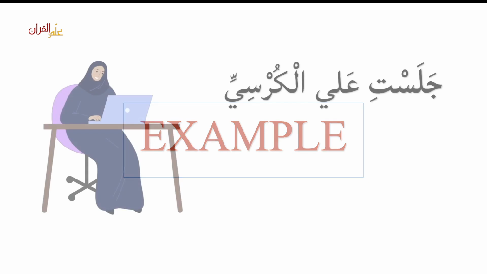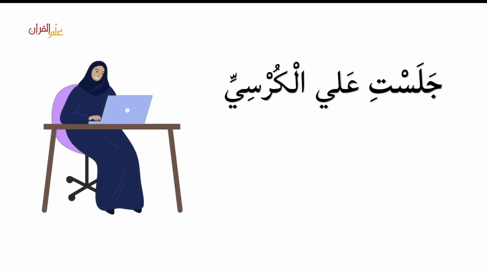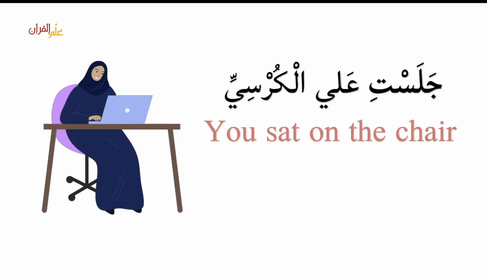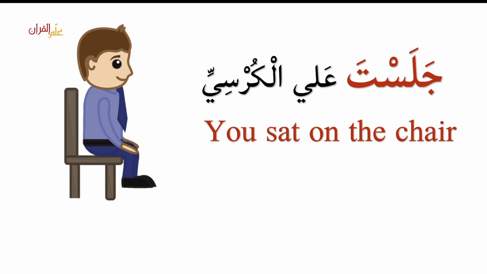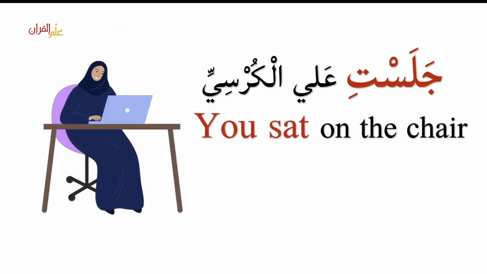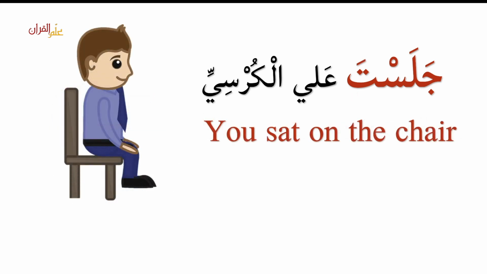For example, جلست على الكرسي. You sat on the chair. جلست, you sat. When you are speaking to a female, you say جلستي, you sat. You don't say جلست. You say جلستي for female. And for male, you say جلست على الكرسي, you sat on the chair.